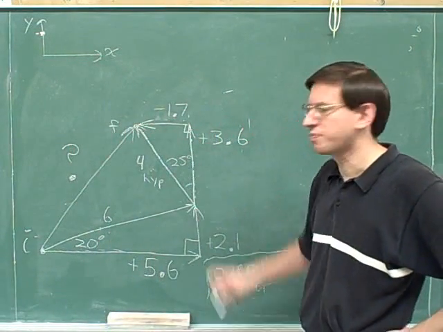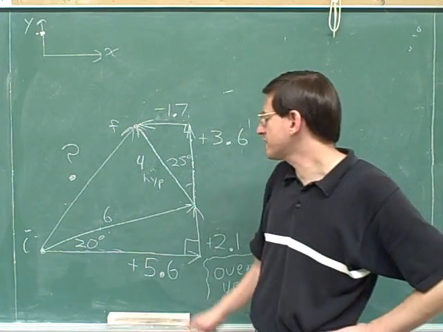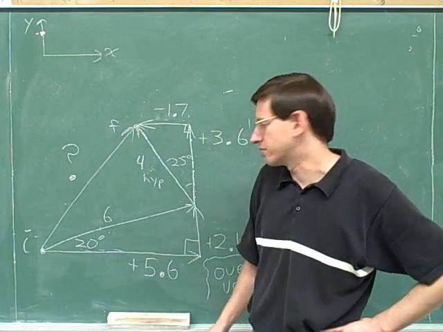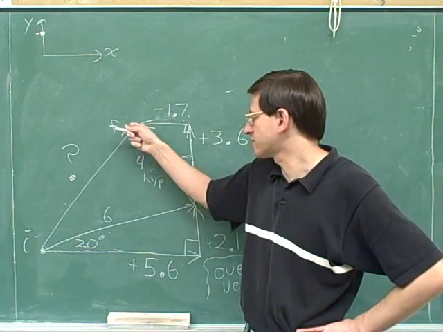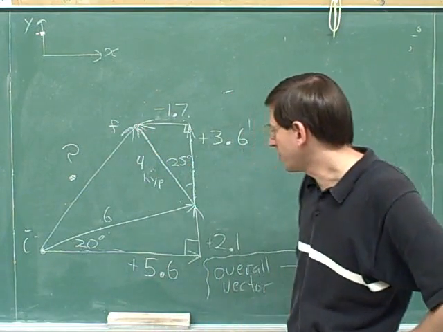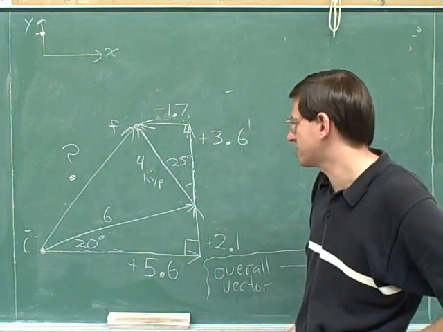Why did we want to figure out these components in the first place? Well, remember that we're basically trying to add these two vectors together. We're trying to add the 6-meter vector and the 4-meter vector to find what the overall displacement is from where we started. Well, now we can combine those. It's kind of common sense now.